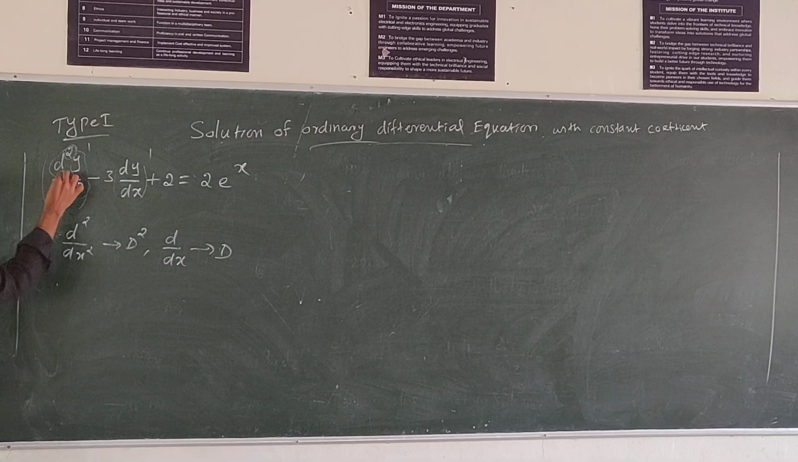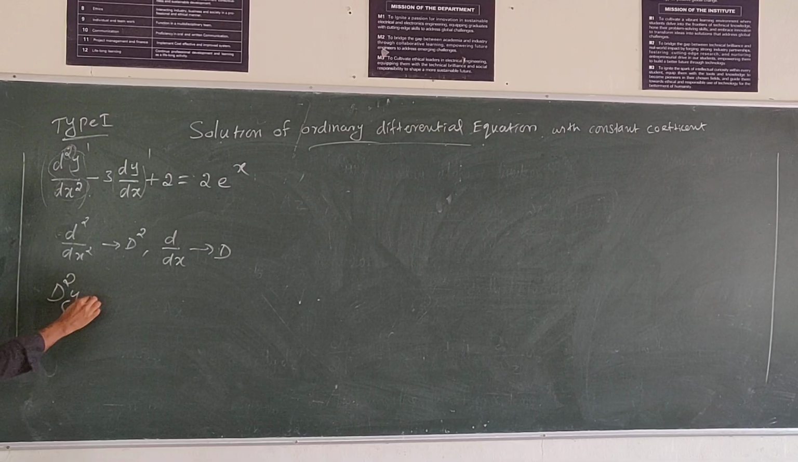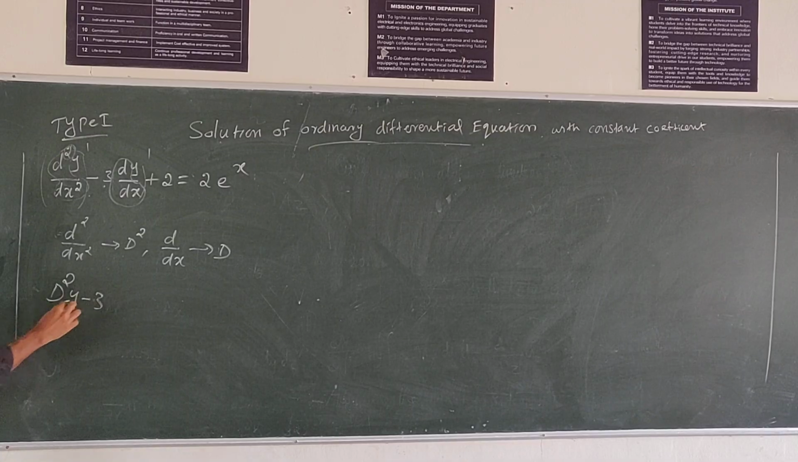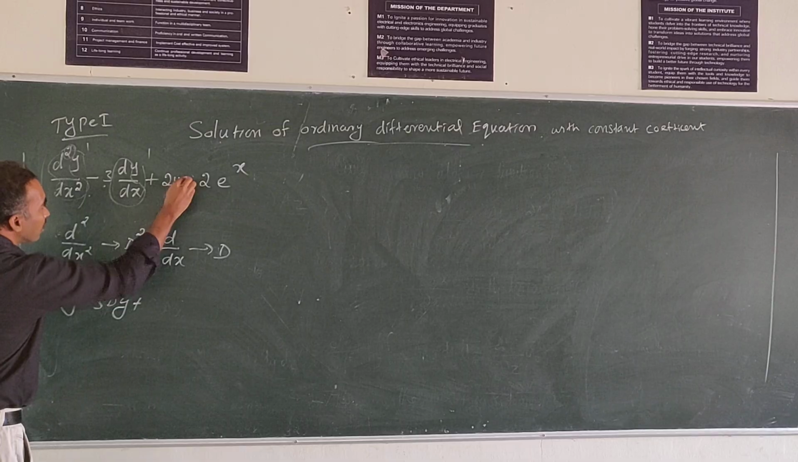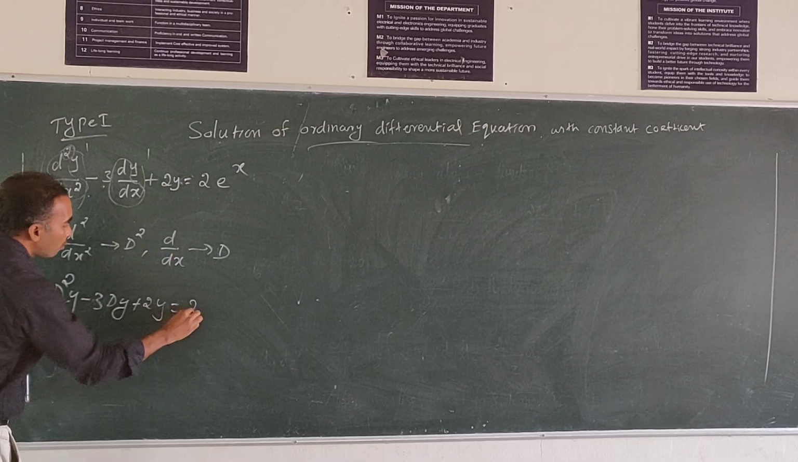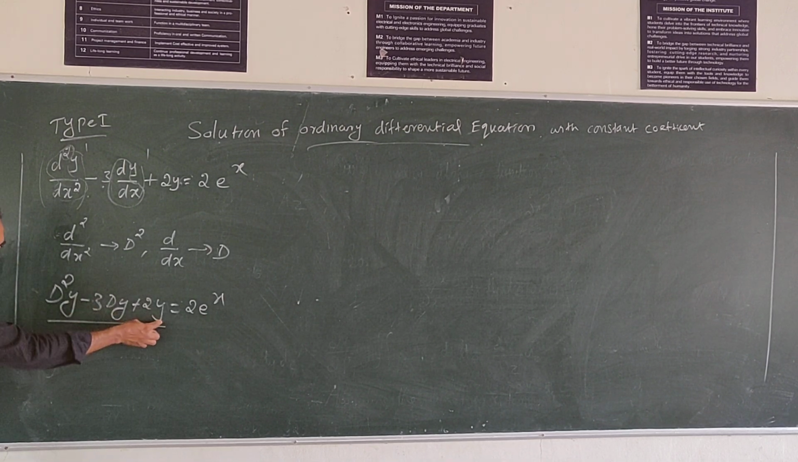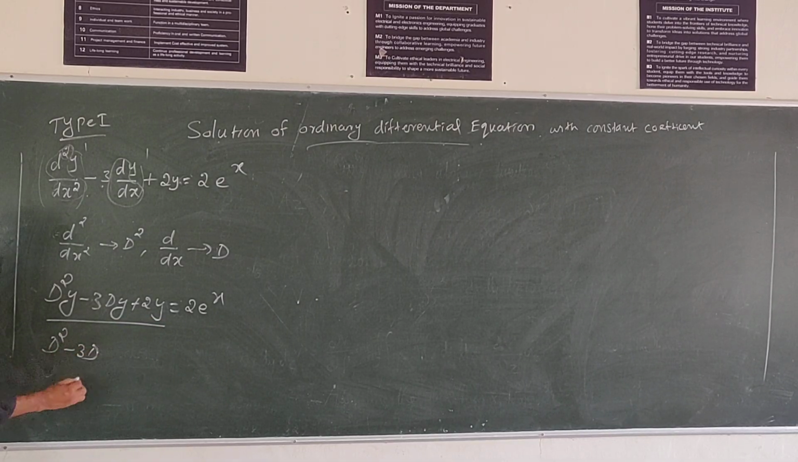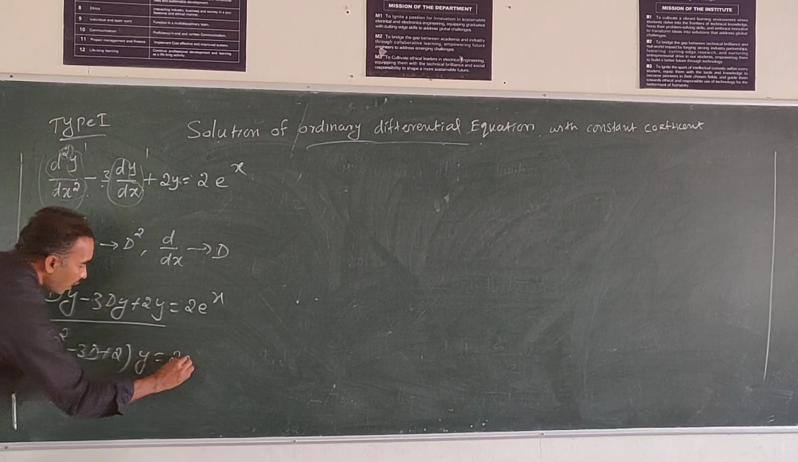So instead of d squared y by dx squared, we can write D squared y minus 3 into, instead of dy by dx, we can write Dy, plus, here y is missing, 2y equal to 2 into e power x. Next, take y commonly outside. So D squared minus 3D plus 2, into y, equal to 2 e power x.